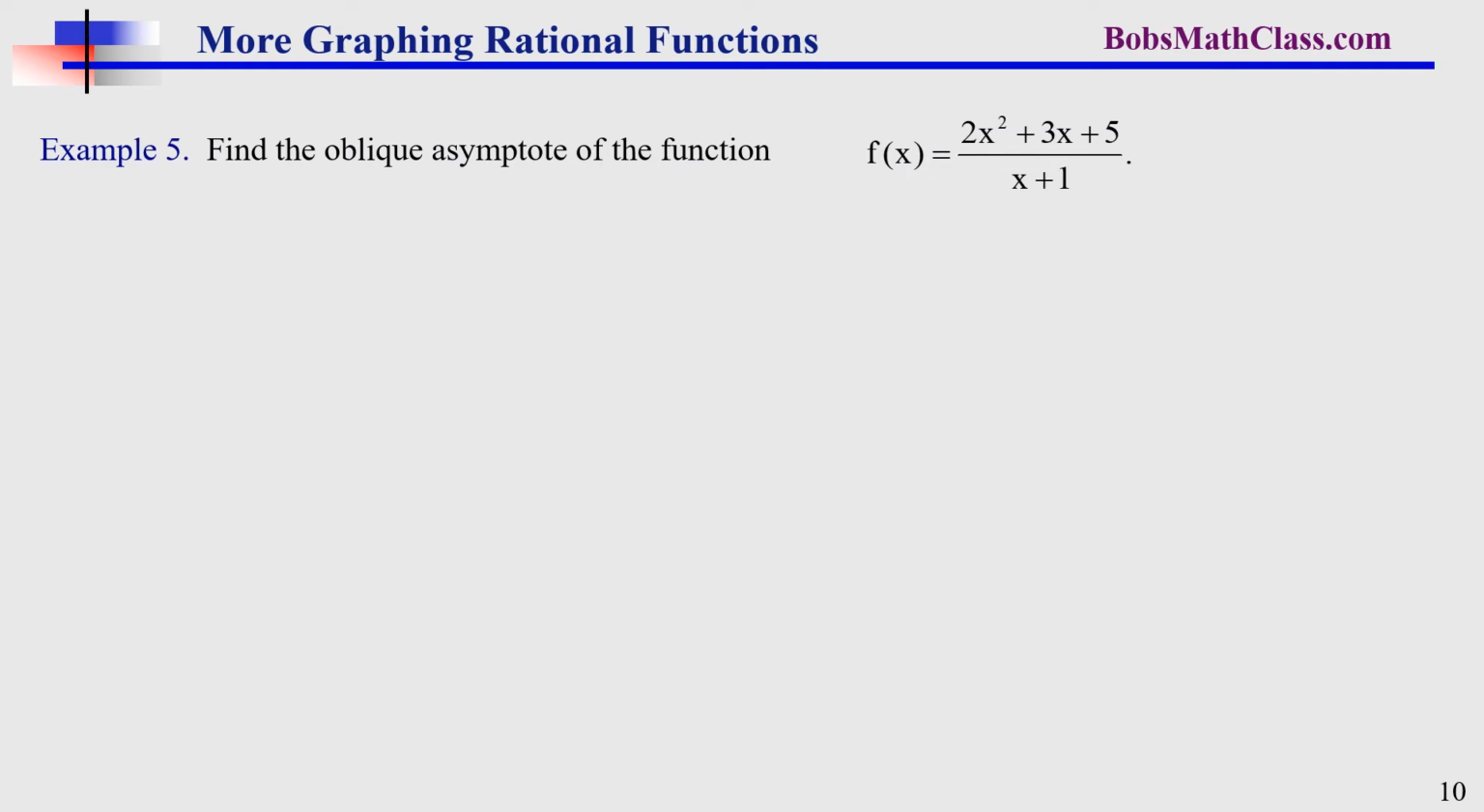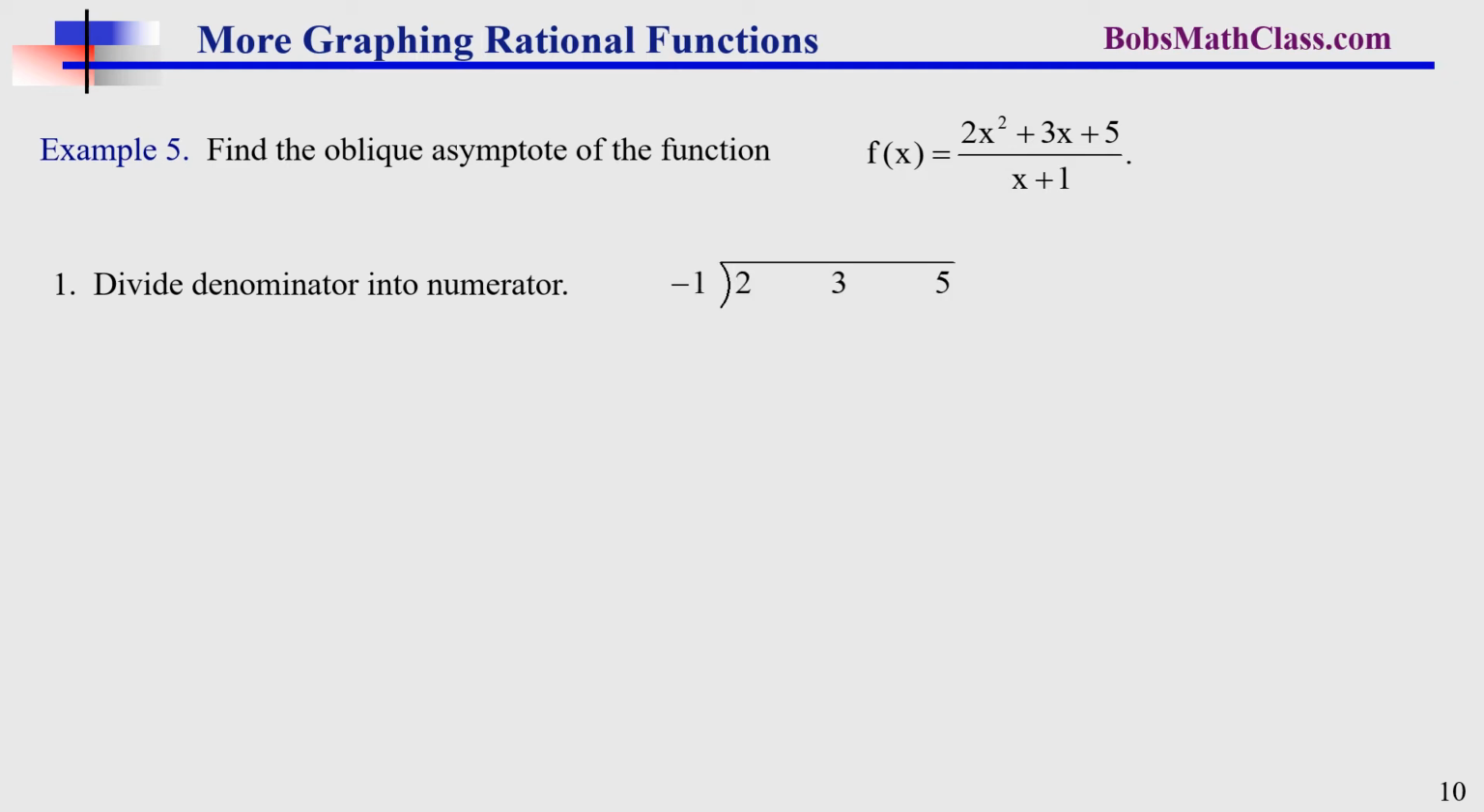Okay, here we go. Let's do it. Find the oblique asymptote of the function. So we're just worried about the oblique. Our process is to divide. Now we can use synthetic division or long division. I think we should use synthetic division here because it's x plus 1.